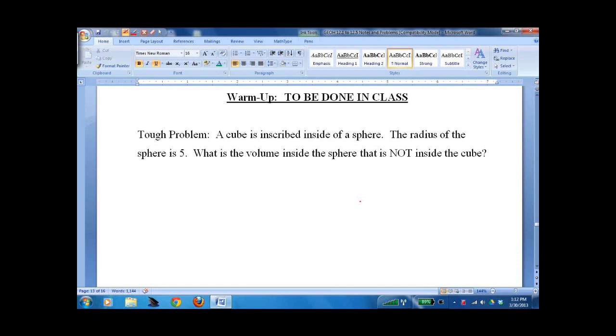So this is a tough problem. It's a warm up for the end of 12.4 and right before 12.5. A cube is inscribed inside of a sphere, so we need our sphere first.